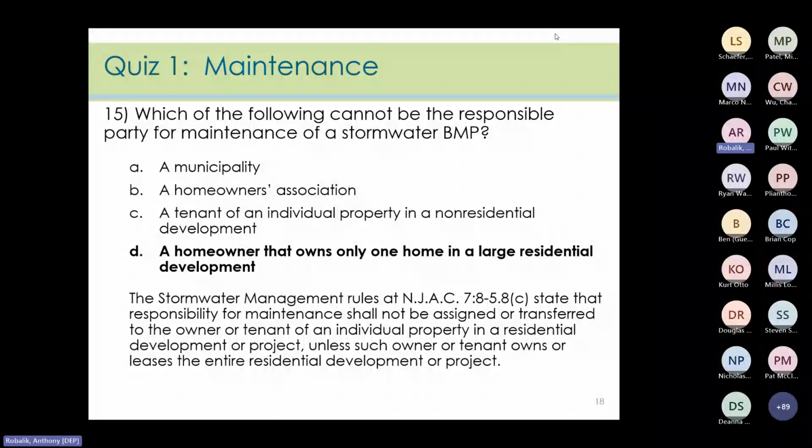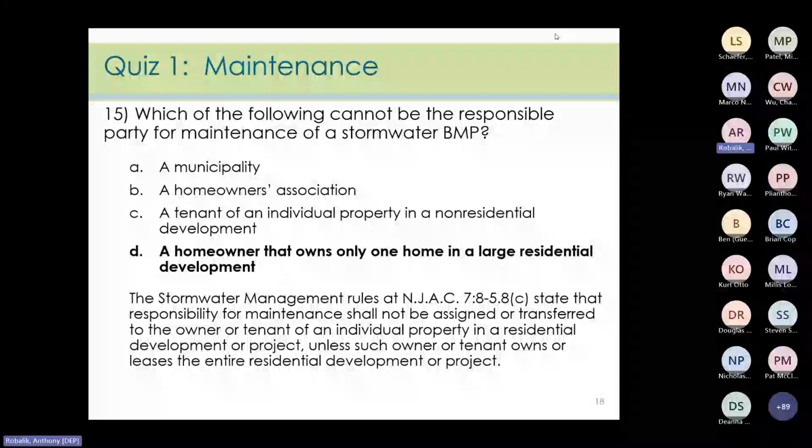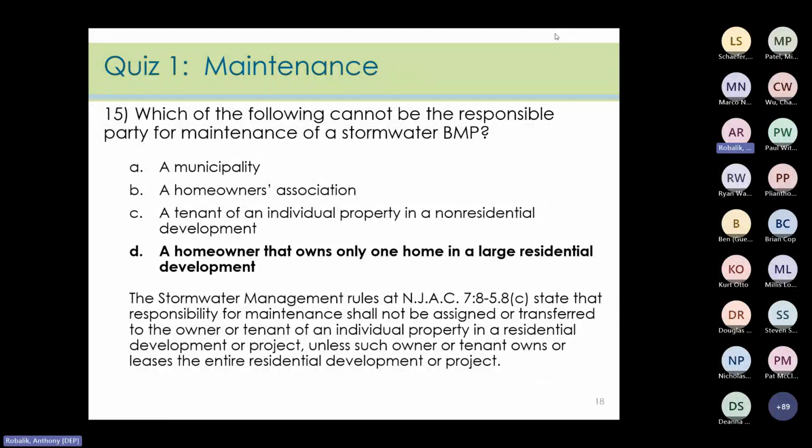So the stormwater management rules at 7:8-5.8C state that responsibility for maintenance shall not be assigned or transferred to the owner or tenant of an individual property in a residential development or project, unless it's the rare case where the owner or tenant owns or leases the entire residential development or project.